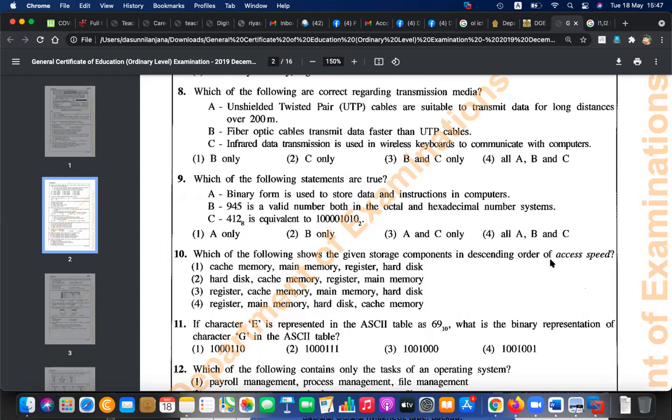A binary form is used to store data and instructions in computers. Yes, that is obviously correct. 945 is a valid both octal and hexadecimal. It's a valid octal number. 945, octal digits. What are the valid octal digits? So this we have discussed several times. What are the valid octal digits?